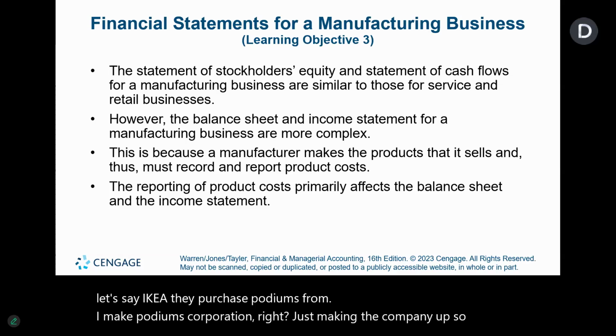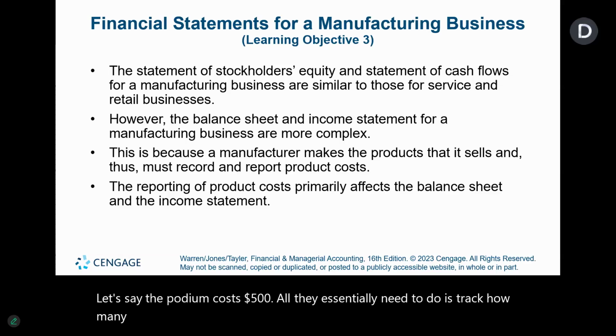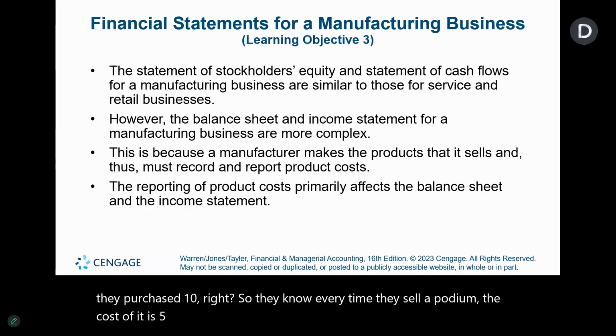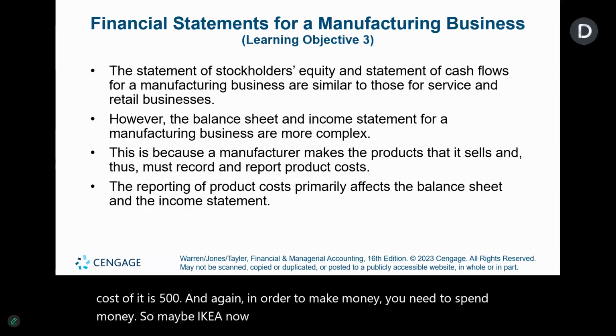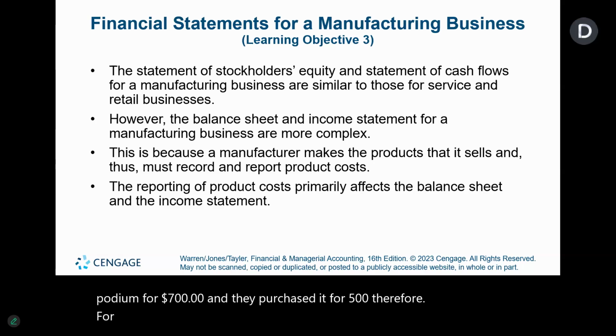So for IKEA, let's say the podium costs $500. All they essentially need to do is track how many podiums they purchased and the cost of the podiums. Let's say they purchase 10. So they know every time they sell a podium, the cost of it is 500. And again, in order to make money, you need to spend money. So maybe IKEA now sells that unit for $700. They sell the podium for $700 and purchased it for 500. Therefore, for every sale of a podium, they earn 200. Easy peasy, right? They have the finished product.